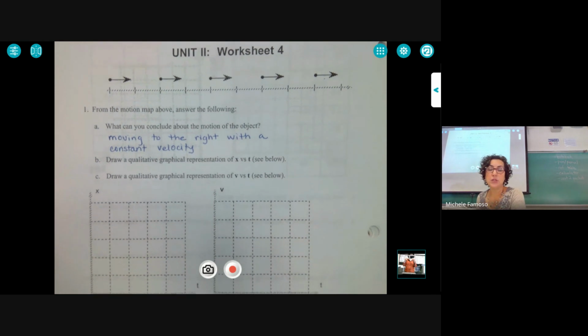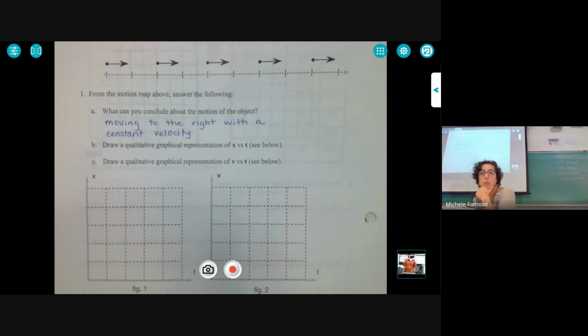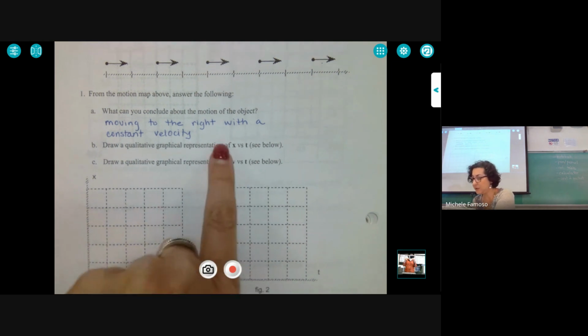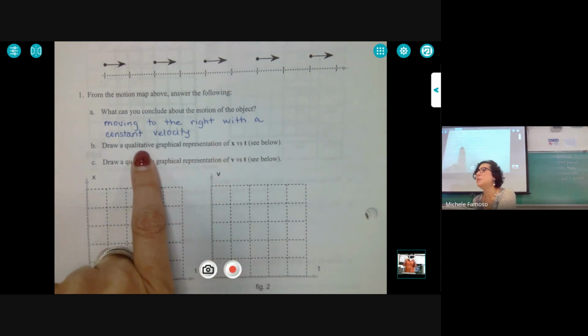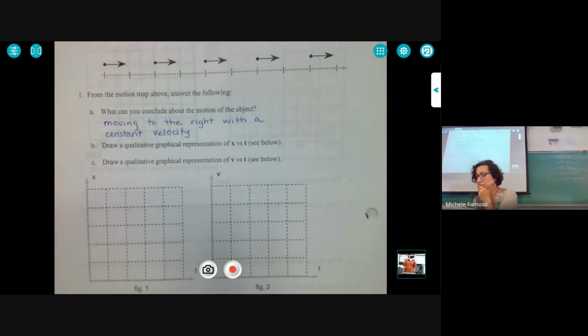All right, let's look at part B. Part B says draw a qualitative graphical representation of the position versus the time. Qualitative means no numbers. In other words, can you just describe what the shape of this graph is going to look like?